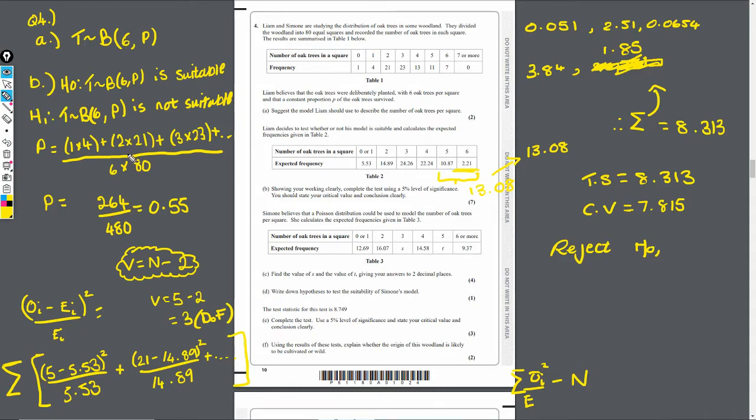So what did we say? So this distribution is not suitable. So reject H0, T distributed binomially is not suitable. And there we have it. So we've shown that this is not suitable. We've got a bigger test statistic than my critical value, so we can reject H0. If that had been smaller, we would have accepted, and this would have been suitable. But in this case, it works out that it's not suitable.